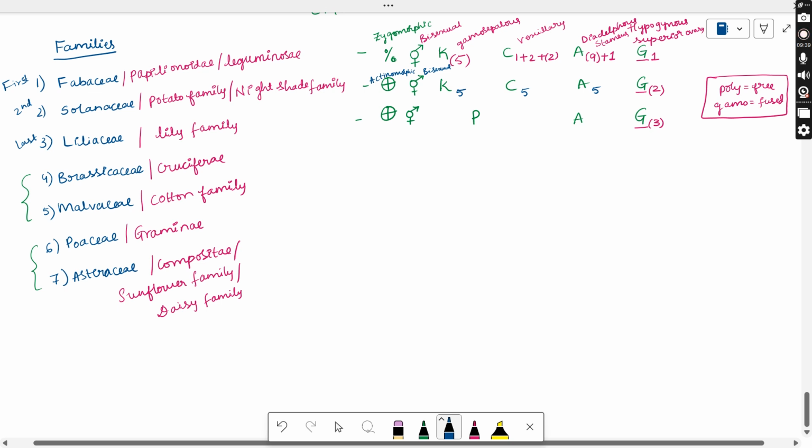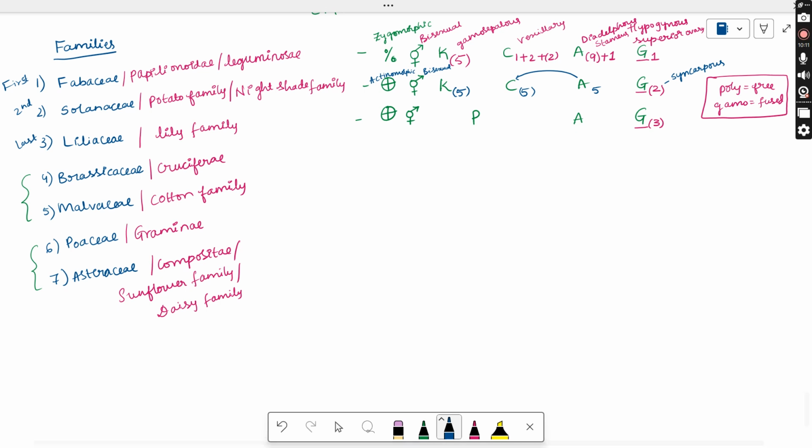So G2, we already mentioned here, hypogynous superior ovary, two carpels are fused. If the two carpels are fused, we use the term syncarpous. If they are free, we call it apocarpous. So here the 5 sepals are fused, and petals are also fused. And here we use one more connection like this. So what is this? A to C, which means these stamens are actually attached to the corolla. They are attached to the petals. This condition we call the epipetalous condition, which can be seen in the Solanaceae family.